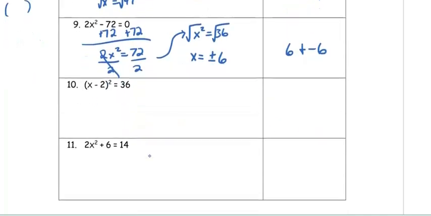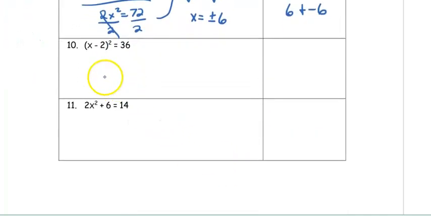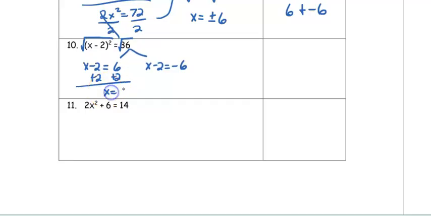Okay, on number 10, you can see we have a parentheses squared. So let's go ahead and have the parentheses squared by itself, so you square root both sides. When you square root both sides, this is when you get two answers. So right here is when you get 6 and negative 6. So you set x minus 2 equal to 6 and x minus 2 equal to negative 6. Then you add the 2 over, and you get negative 4 and 8.